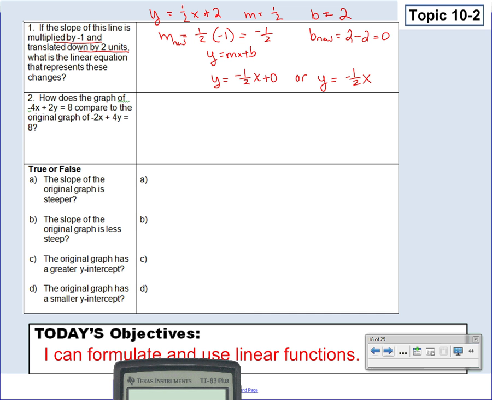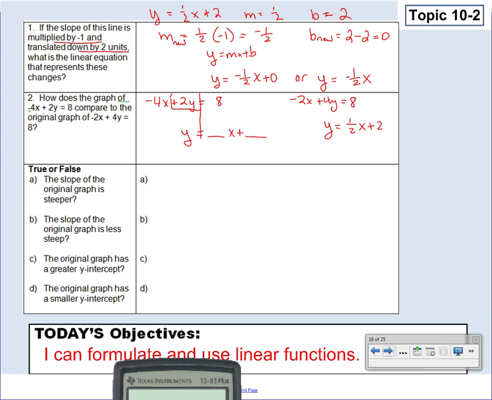Now, how does the graph of -4x plus 2y equals 8 compare to the original graph? Our original was -2x plus 4y equals 8, and we solved that and got y equals 1/2 x plus 2. So let's see how this new one looks. We want to solve it for y equals blank x plus blank.